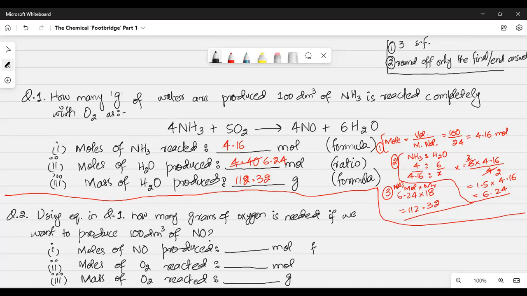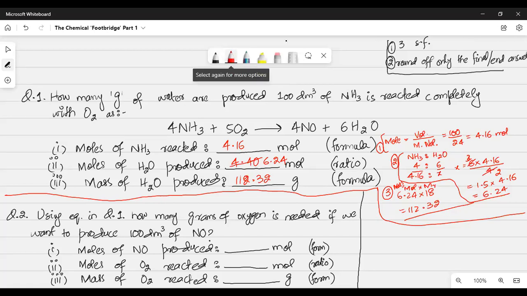There you go. And of course, formula step, ratio step, formula step. That's how it's going to work. When you're done and you come up with answers, let me know. Perfect. You're right. The answer would be 4.16. Okay, sir.